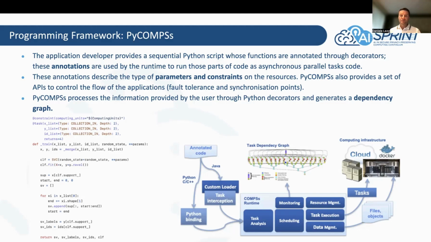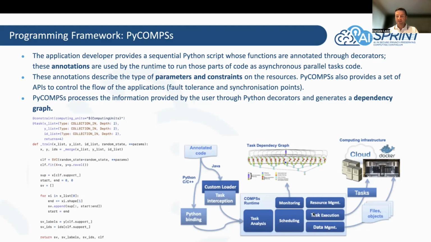Based on this information, COMPSs provides a matchmaking at execution time between what is available on the given computational nodes and the required constraints of the execution of the specific task. We also provide a set of API methods to control the flow of the application, and fault tolerance to decide if a certain part of the application has to be discarded due to an error, and synchronization points. Based on all this information, PyCOMPSs generates a task dependency graph. Based on the parameters, directionality, etc., the code is analyzed at execution time, and the task dependency graph is produced.